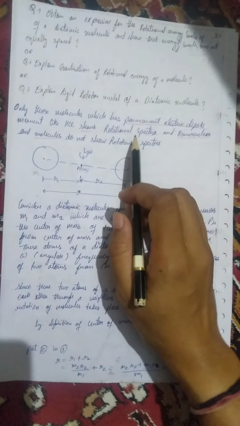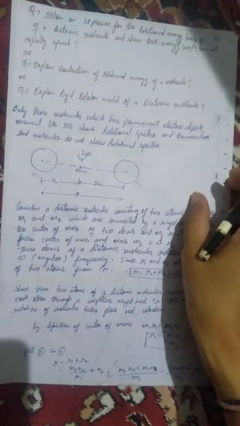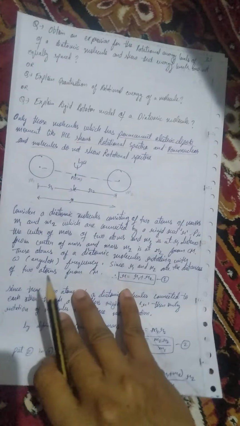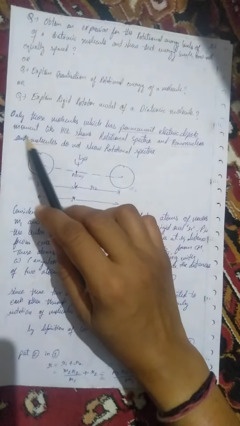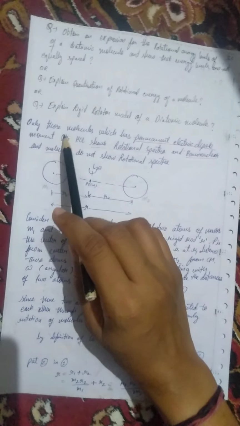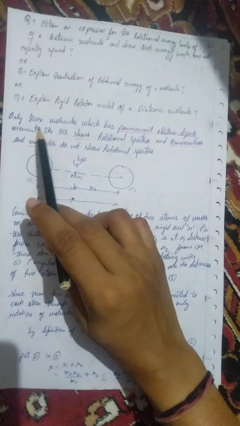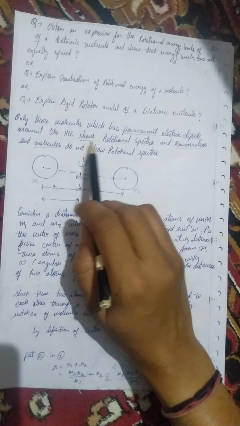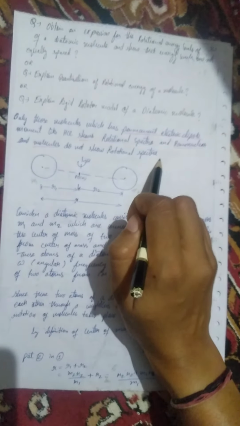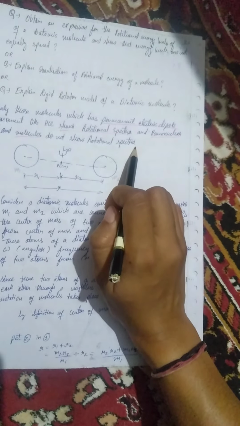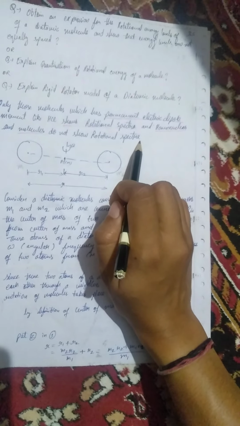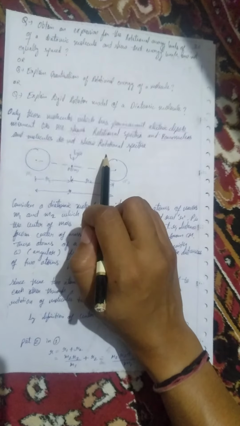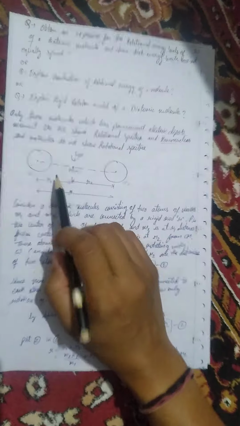So how will you write in the question paper? If you write like this, you will get full marks in your degree paper you are studying for. Only those molecules which have permanent electric dipole moment like HCl show rotational spectra, and homonuclear molecules do not show rotational spectra.